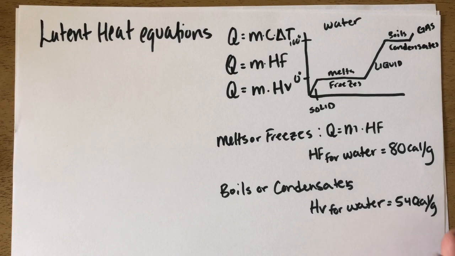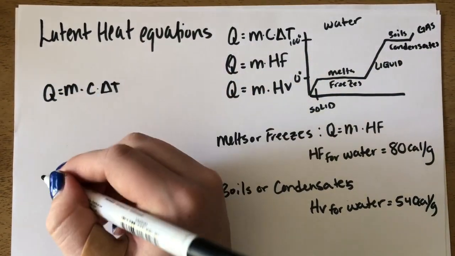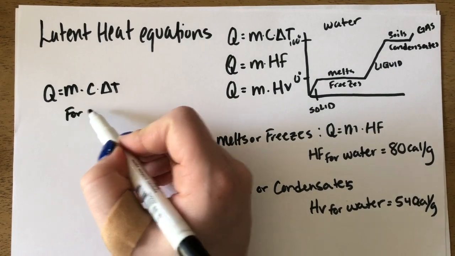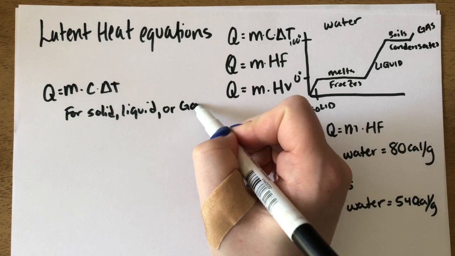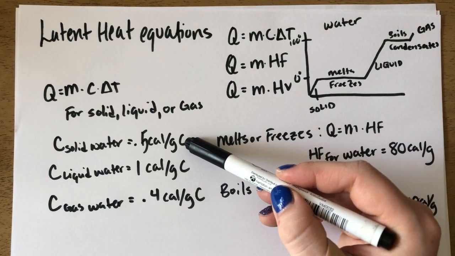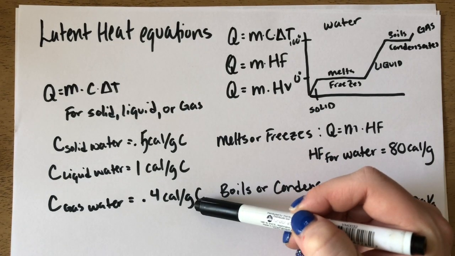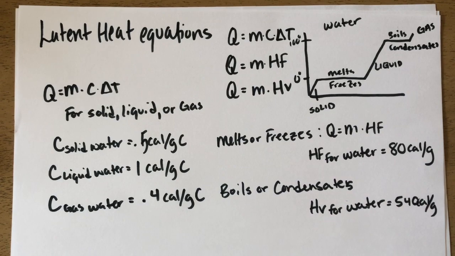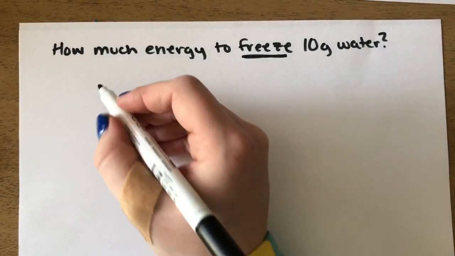Now you've already learned how to use the equation for mcΔT. This is where you have a change in temperature, and you use this for a solid, a liquid, and a gas. For our solid, we use 0.5 calories per gram Celsius for specific heat. For water, we use 1, and for steam, we use 0.4 calories per gram Celsius. Okay, so let's use the heat of fusion and heat of vaporization equation.